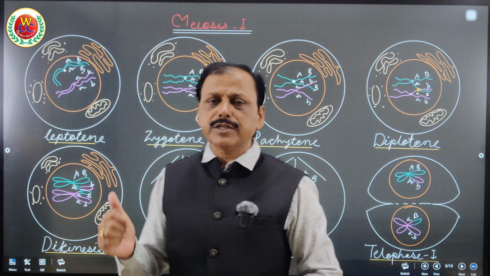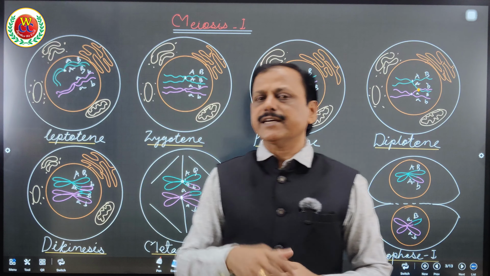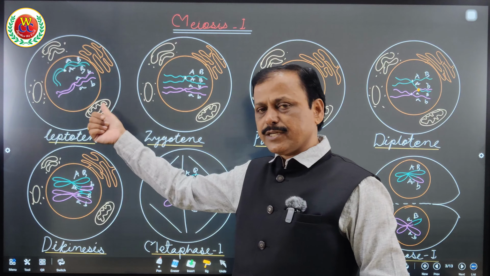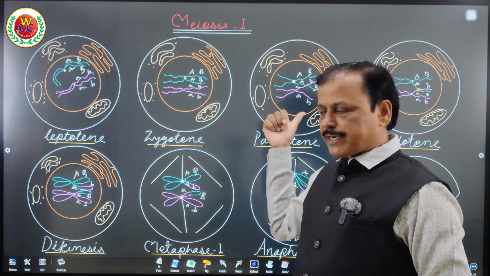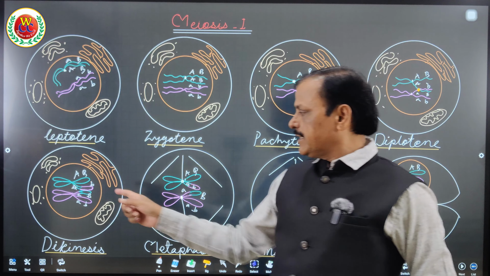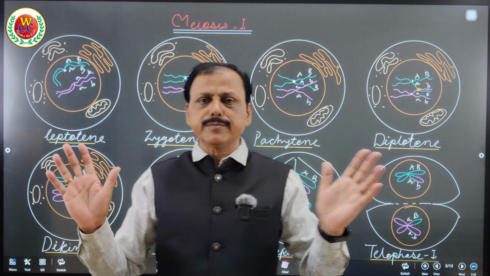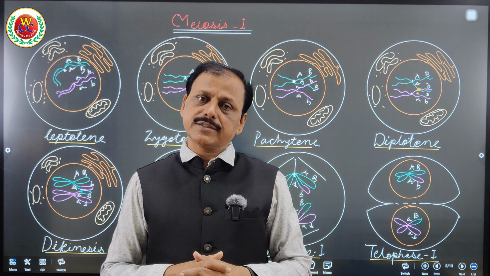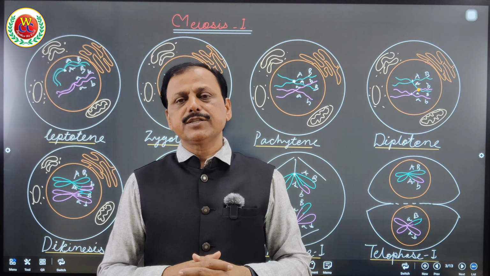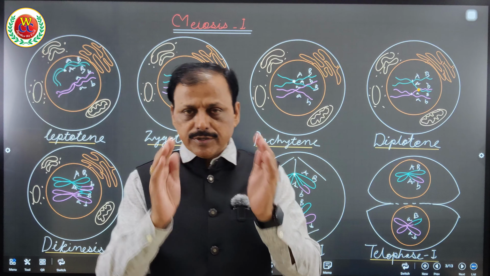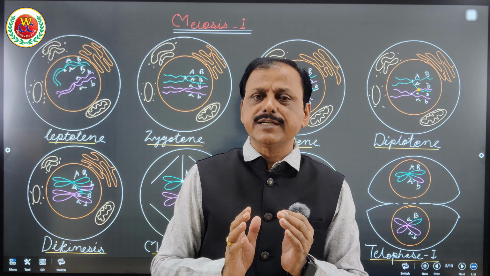So in prophase, the nuclear membrane, nucleolus and organelles are intact. You see all these stages, leptotene, zygotene, pachytene, diplotene and diakinesis. The nuclear membrane is there. Prophase 1 has nuclear membrane, nucleolus, organelles. Centrioles are in the vicinity of the nucleus. So the cell is getting ready for cell division.